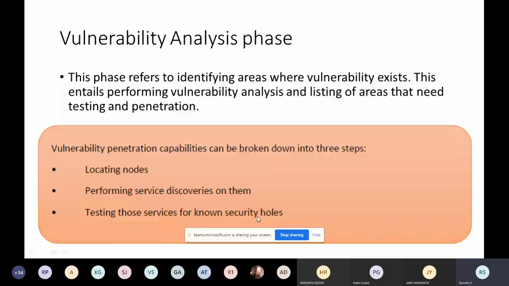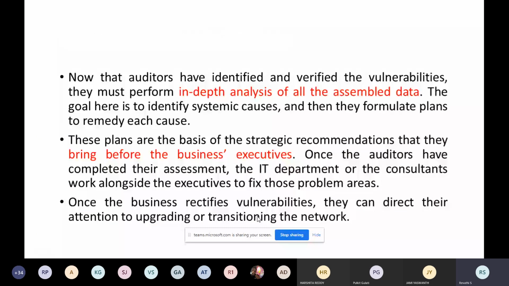After completing this vulnerability analysis, they are called auditors. These auditors have got so much data, they will assemble all the data together and then perform an in-depth analysis. Only if they do an in-depth analysis will they be able to formulate some plan to mitigate the cause. They have to overcome it.